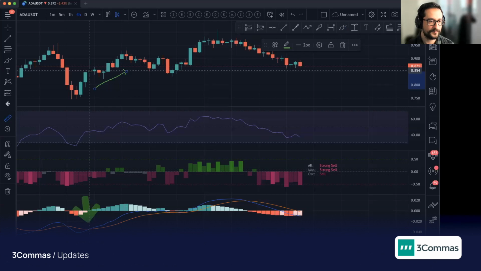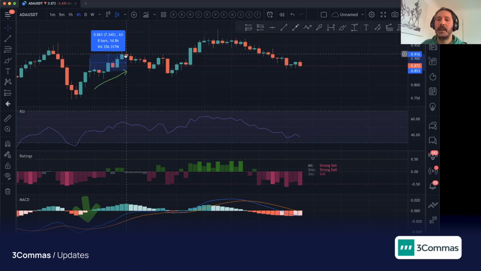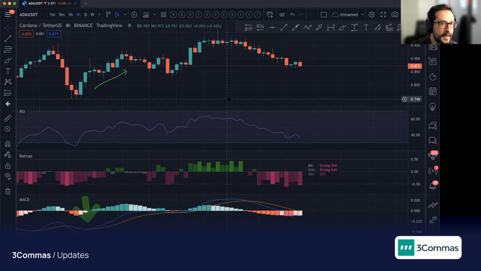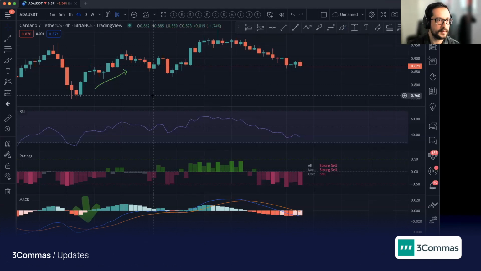So we go there from the candle close, go to the peak. 7% is a good trade. That would have been a good trade. Yeah, that's a pretty good one. It will take a day and a half, something like that, but it's very good profit.